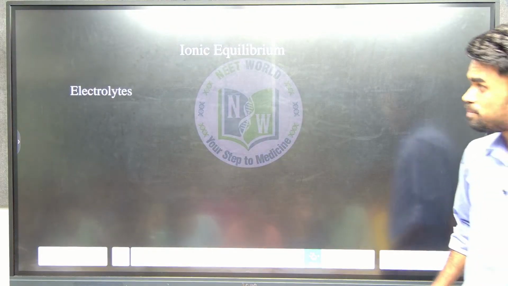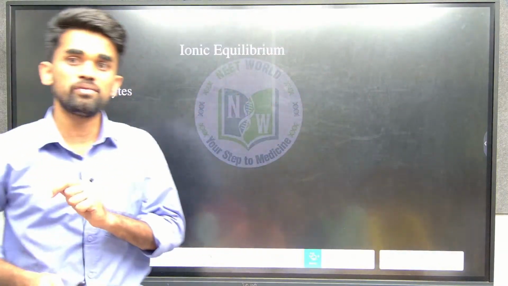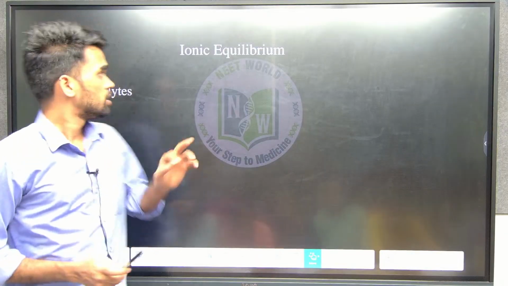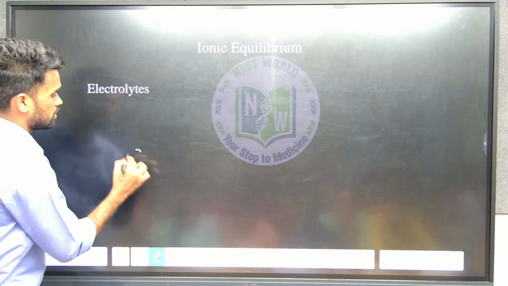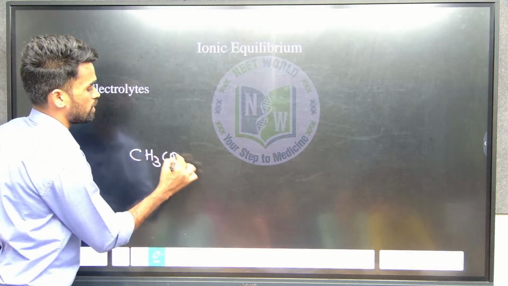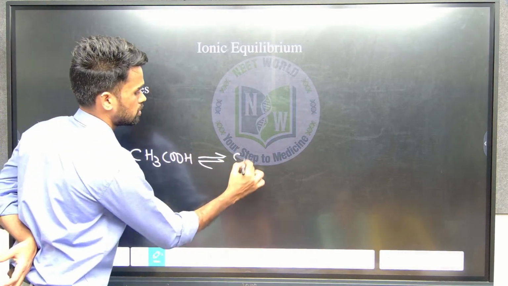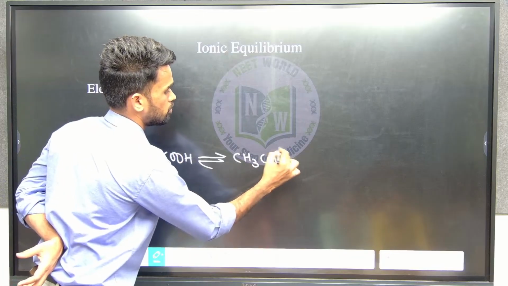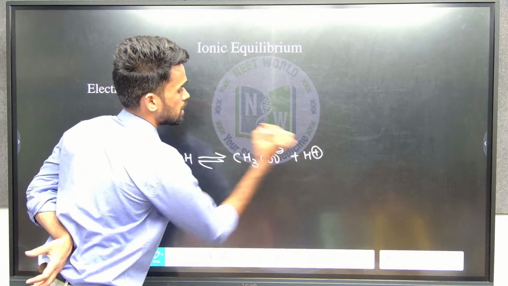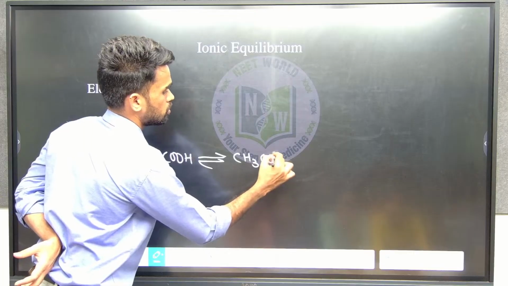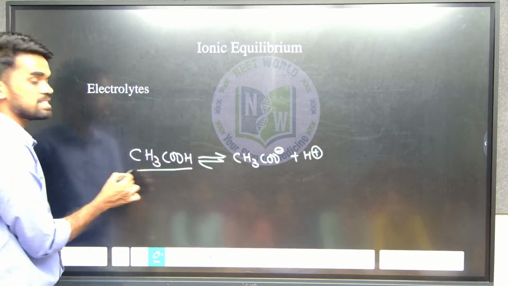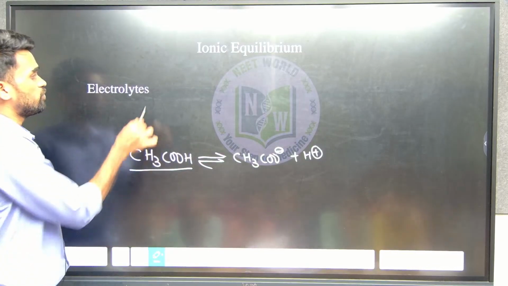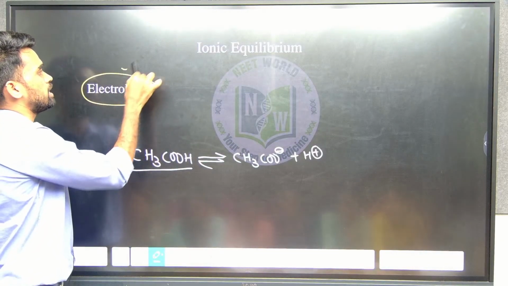So ionic equilibrium means till now wherever the equilibrium we have seen, there are no ions. Here we are discussing ions. For ions means what? Like acetic acid, how will it dissociate? CH3COO minus and H plus. See, this is a weak acid now. So first of all, tell me what do we mean by electrolytes?